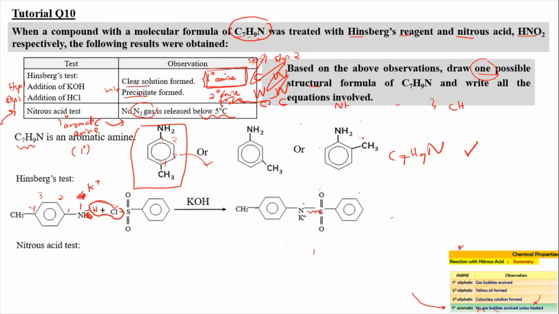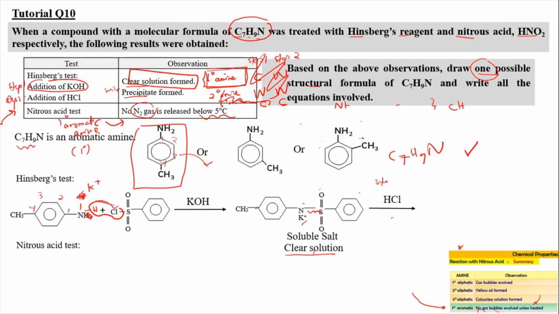At the same time, the H here is going to be replaced by K plus here. And this is a soluble salt. So when it is soluble, it means that it's going to dissolve in the solvent, and hence we can see a clear solution. And that is why in step number 1, which is the addition of KOH, a clear solution is formed. And now we're going to acidify the mixture here using HCl.